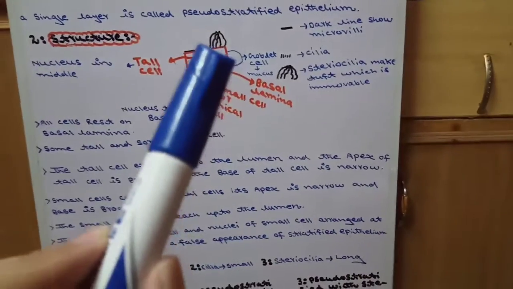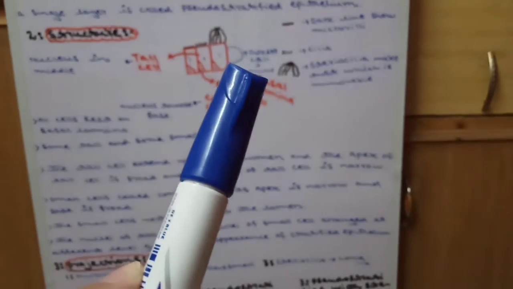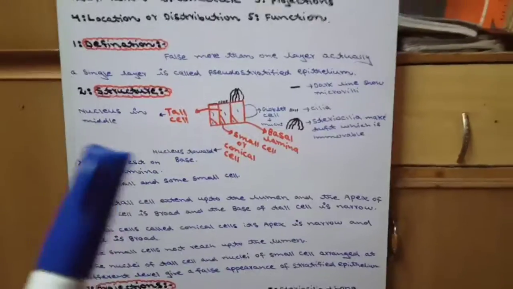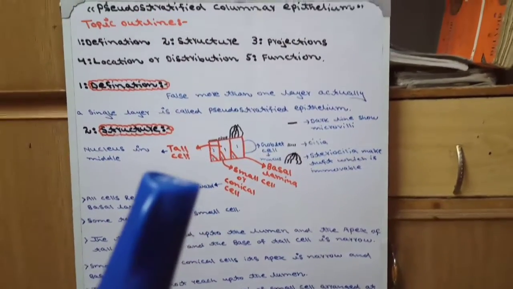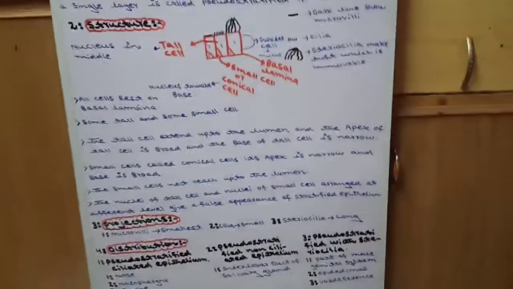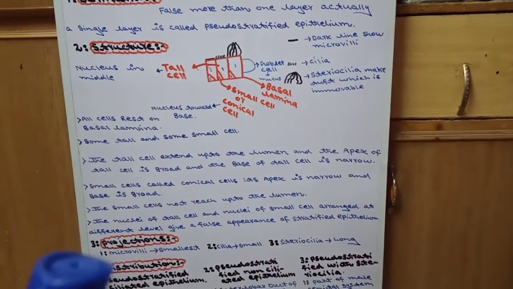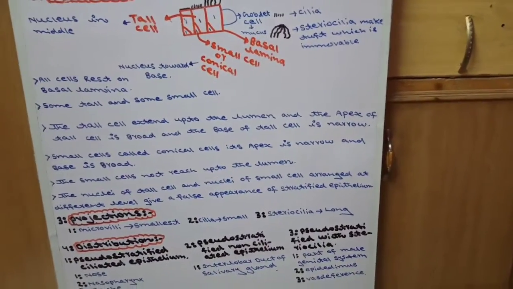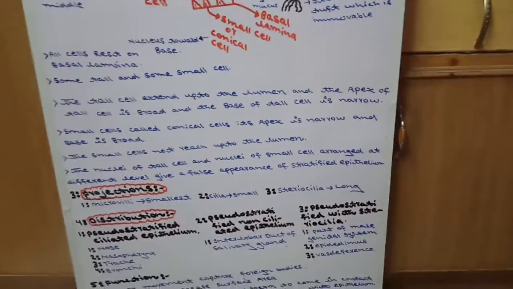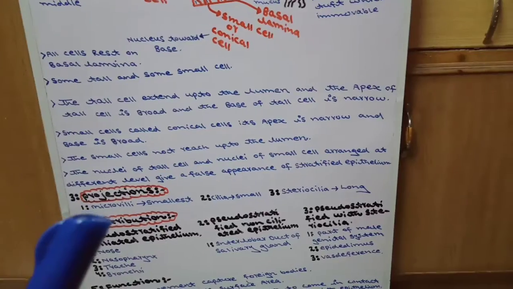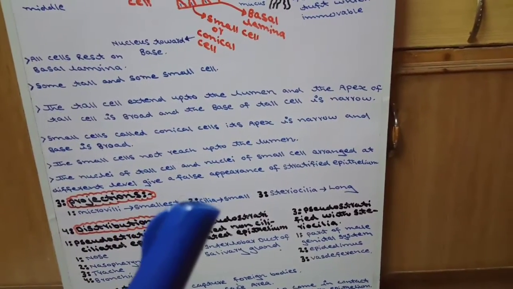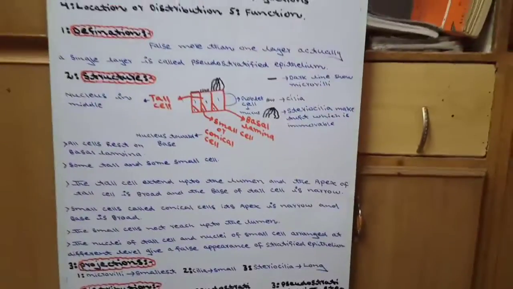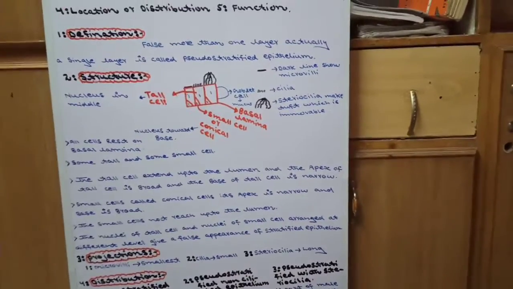Next, in structure, goblet cells are present which produce mucus which traps foreign bodies. This is the structure of pseudostratified columnar epithelium. Now come to the third topic of the outline, projections, meaning extensions from the surface of the pseudostratified columnar epithelium. There are three projections. Number one, microvilli, which is the smallest projection. Number two, cilia, which is a small projection. Number three, stereocilia, which is a long projection. So three types of projection: smallest, small, long.